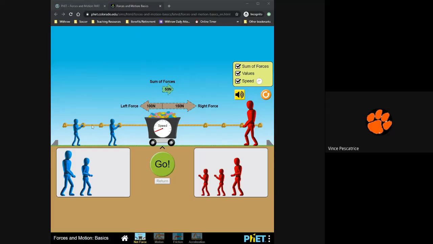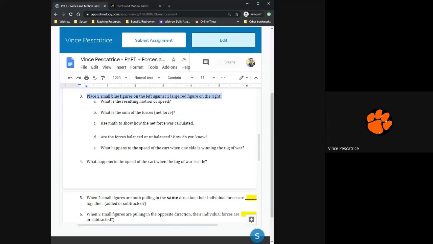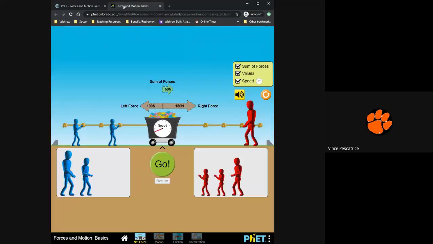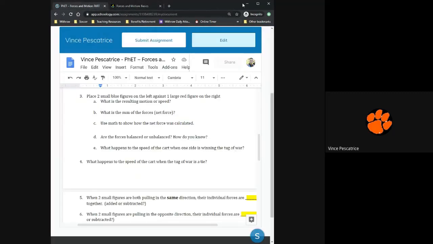All right, so I have 2 small guys on the left, 1 big guy on the right, just like the directions say. What you're going to do is hit go and then observe what happens.